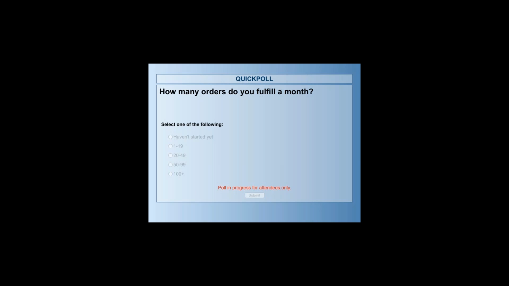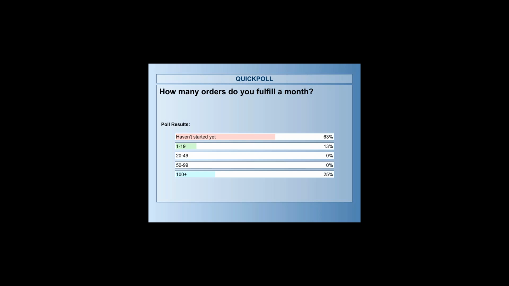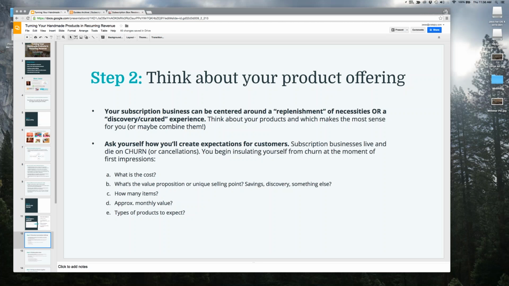Okay, so I'm going to go ahead and close this poll now. This is the quick poll: how many orders do you fulfill a month? It looks like most people either haven't started yet or are just selling a few. We have a couple of bigger people who are going through some serious product, which is great. So I'll hide these from you. And while I have your attention, let me ask you another question. How do you sell most of your products? I'm kind of interested to see.